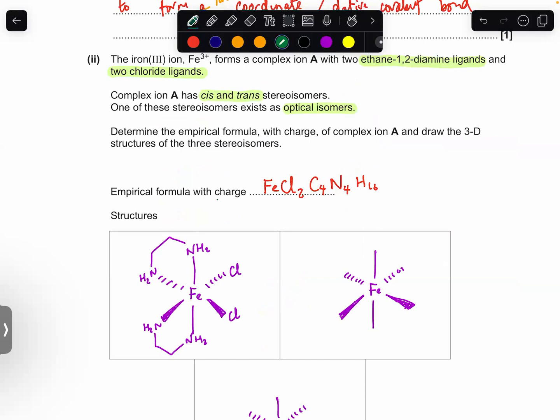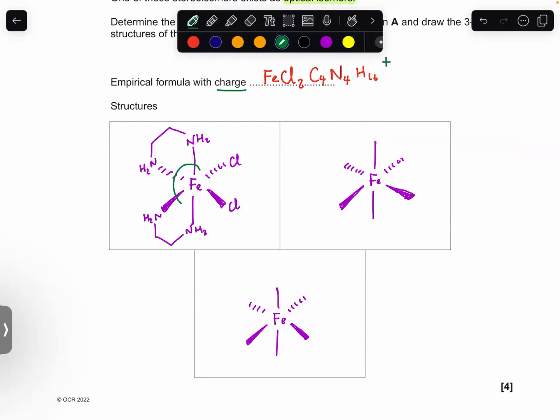Didn't read that. Charge should be a +1. Why is it a +1? Because the ion has a 3+ charge. The diamines are neutral. So you've got +3, -1, -1, which gives you +1. Say that again, +3, -1, -1. So this overall gives you a plus charge.